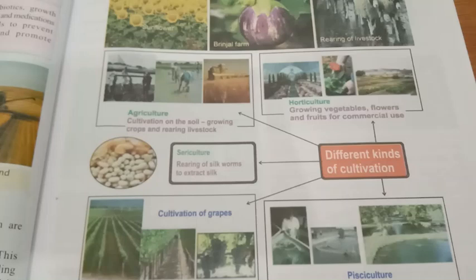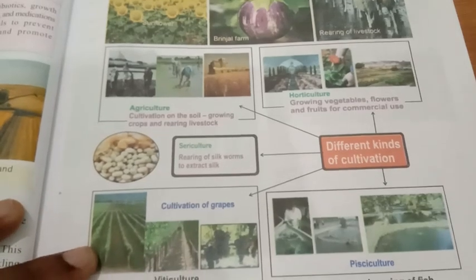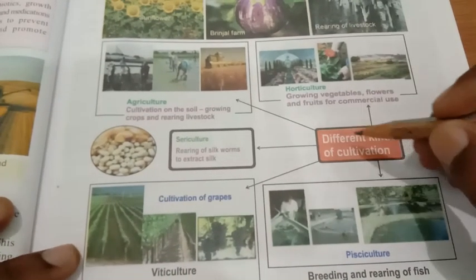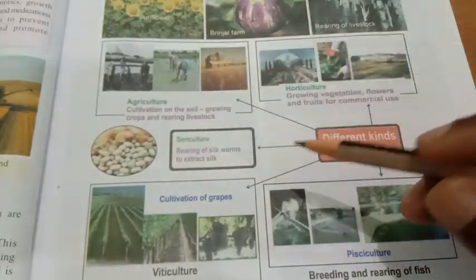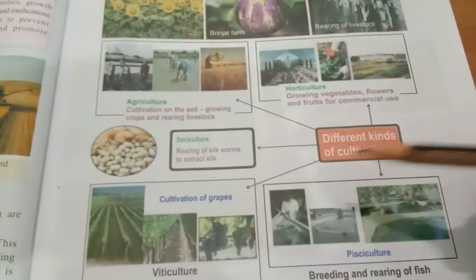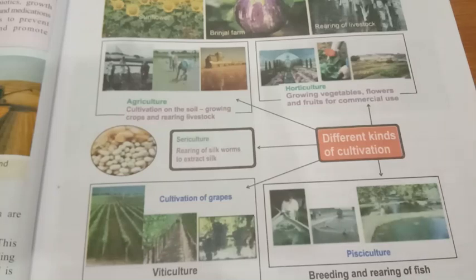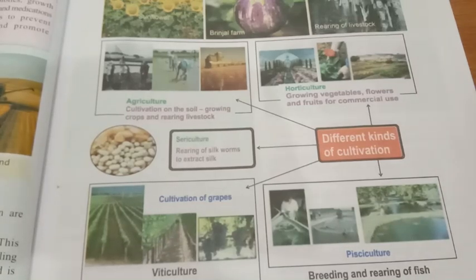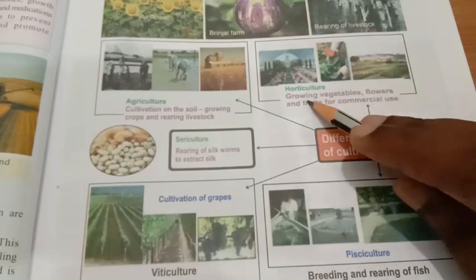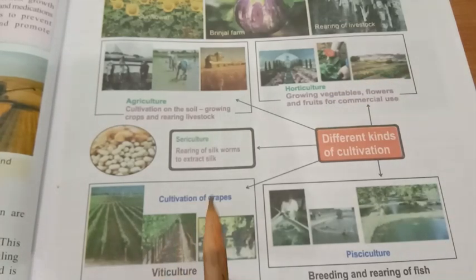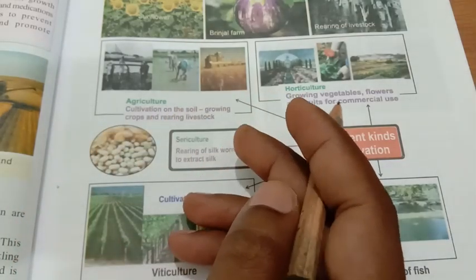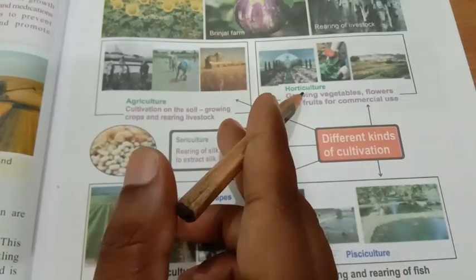Now on this page you can see the subdivisions of agricultural activities. Different kinds of cultivation are given here. Here horticulture is there, agriculture is there, sericulture is there, viticulture is there, pisciculture is there. One by one we will read about these things also. Horticulture means growing vegetables, flowers and fruits for commercial use.